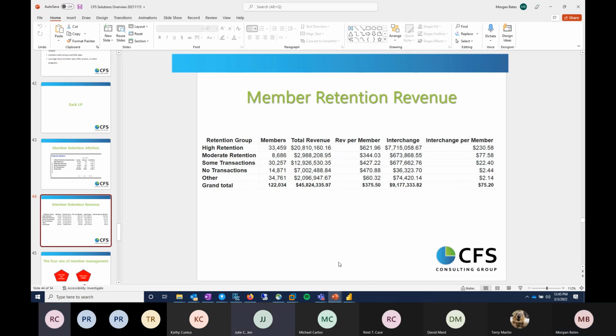I may have missed it. What does total revenue reflect? So this is all of their revenue. This could be fee income, interchange income, loan interest income. It is their total revenue for that group.